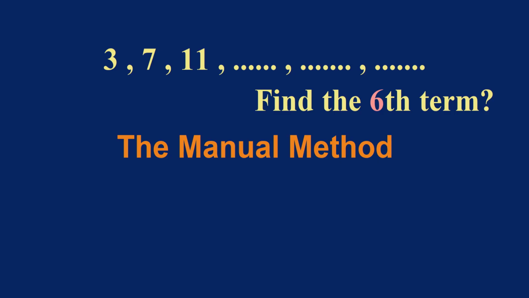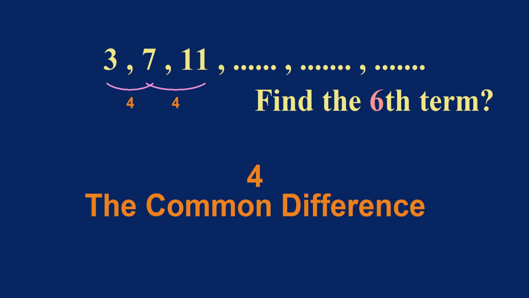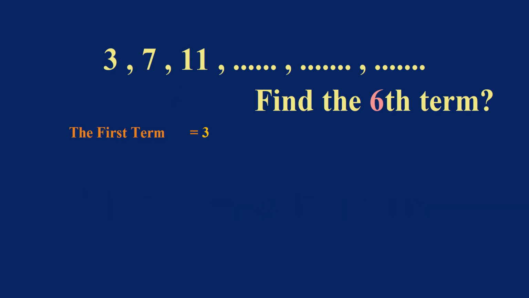Look at the problem. Since each term increases by 4 from the previous one, this 4 is called the common difference. The first term in the arithmetic sequence is equal to 3, and we can get the second term by adding 4 to the first term. So the second term is equal to 3 plus 4, which equals 7.